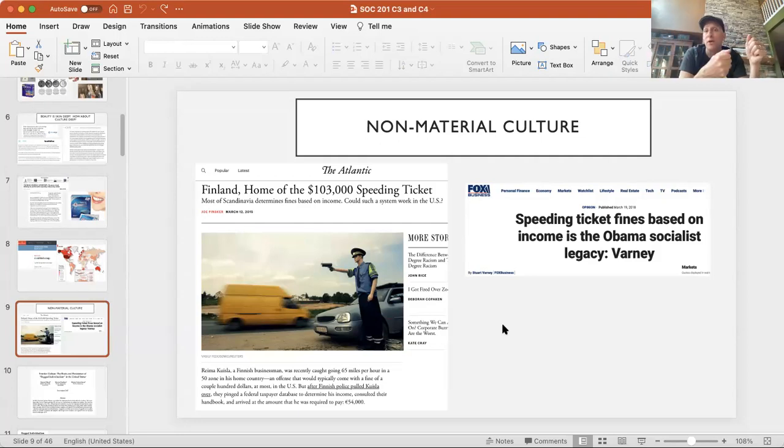You provide the officer your ID. The officer slides your ID through a scanner. Your income bracket comes up, and your fine is based on your income bracket. That's for the Finns and for Norwegians.